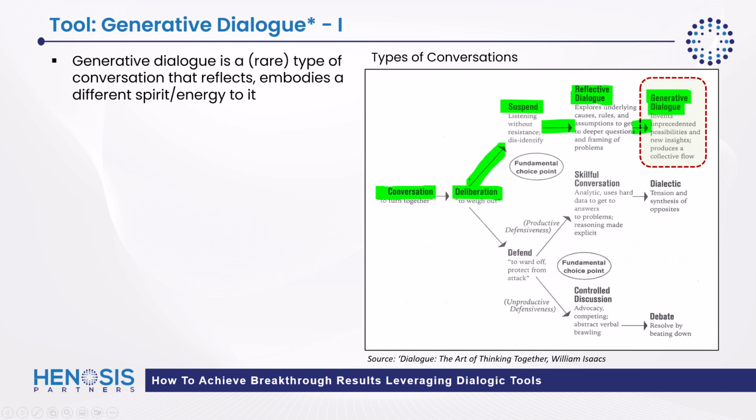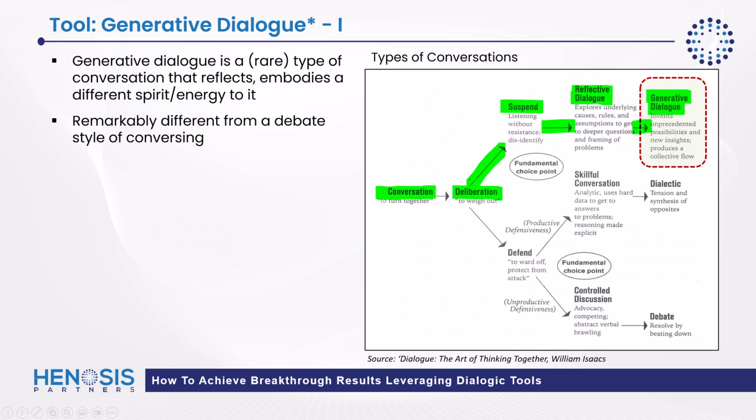In the book Dialogue, The Art of Thinking Together by William Isaacs, he discusses the various types of conversations that one could engage in, where often the difference between engaging in a generative dialogue versus engaging in more of a debate has to do with our ability or willingness to suspend our absolute certainties, that is, to listen without resistance, to disidentify from who we are and what we think, to consider other points of view and perspectives. To the extent that we suspend and redirect our seeing and thinking, we're able to engage in a generative dialogue. To the extent that we're not, we often devolve into more of a debate.